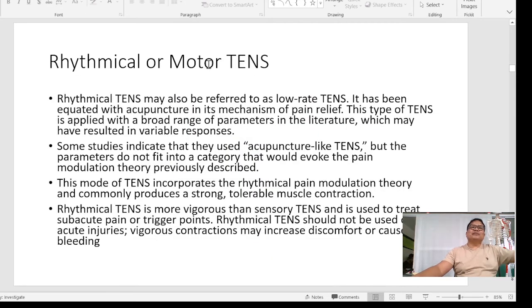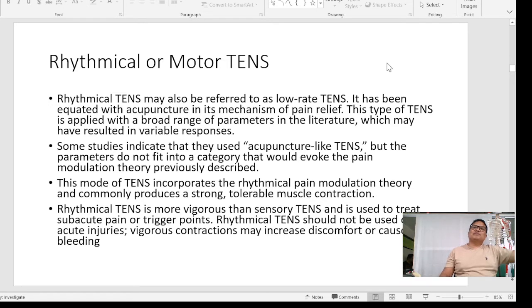Then we have your acupuncture-like or motor TENS. Okay, so gayon na perceptible ram to siya sa patient ang sensation. At this time, acupuncture-like TENS is also referred to as low rate TENS. Low rate means the frequency that the electrical signal fires from your TENS unit is very low. I think it is about 2 to 4 pulses per second. And it has been equated with the acupuncture mechanism of pain relief.